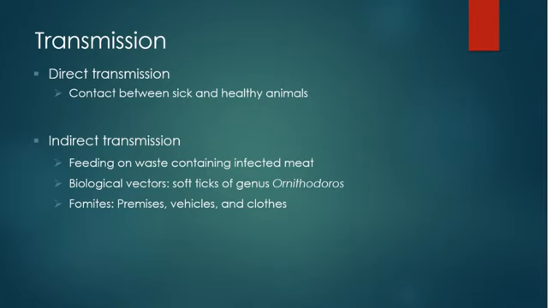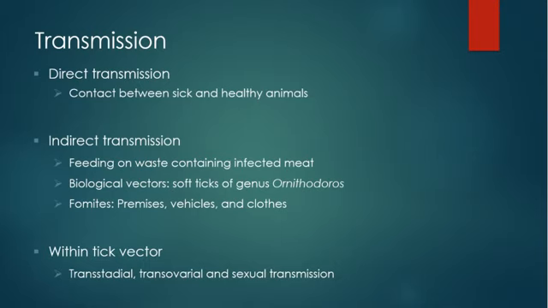So you could imagine going on and off a property. It's very easy to carry that disease from one piggery to another. And also within the tick vector, the virus could also multiply. Transstadial just refers to when the virus goes from one stage of the tick, for example, the larval stage, to adult stages. Then transovarial, just from one tick to another, just by mating. And then sexual transmission as well.